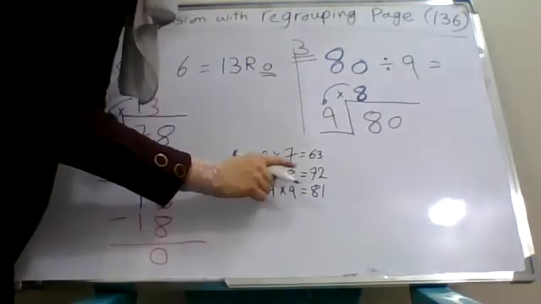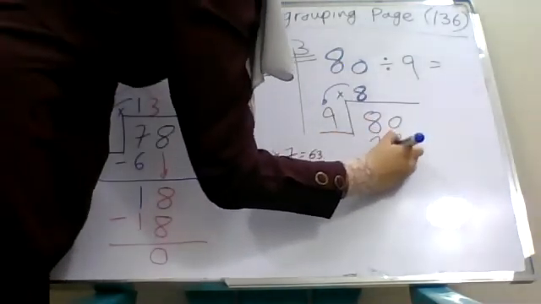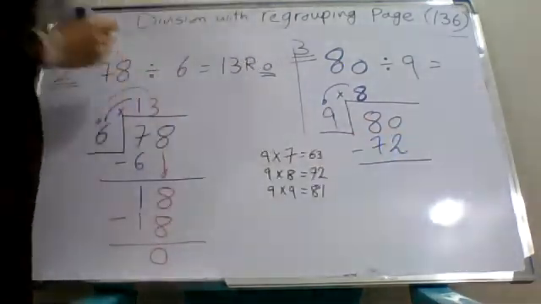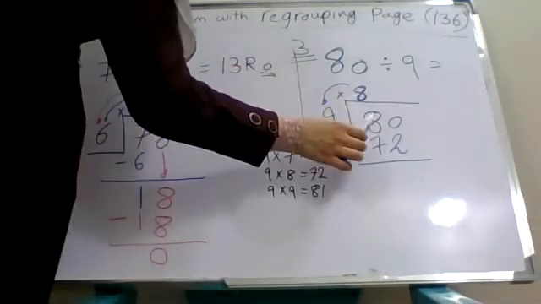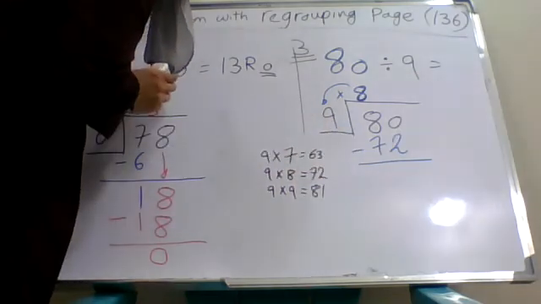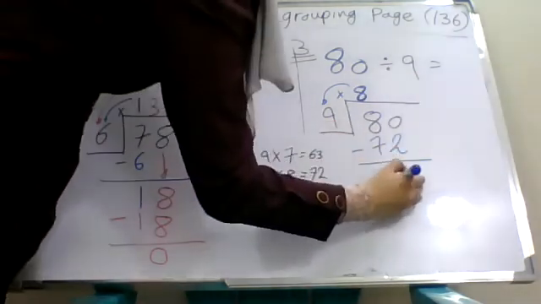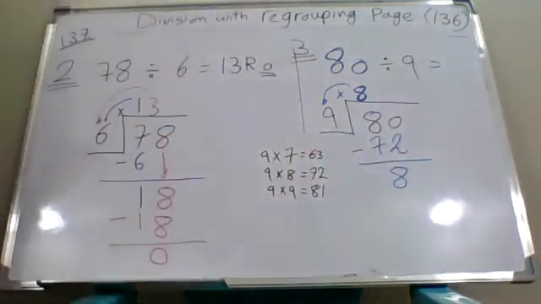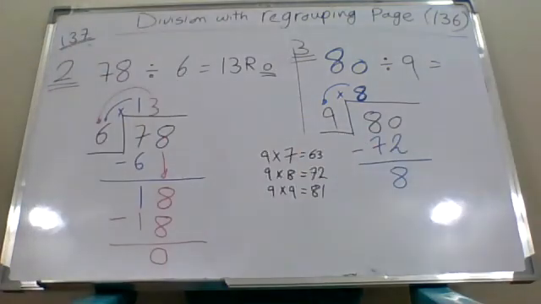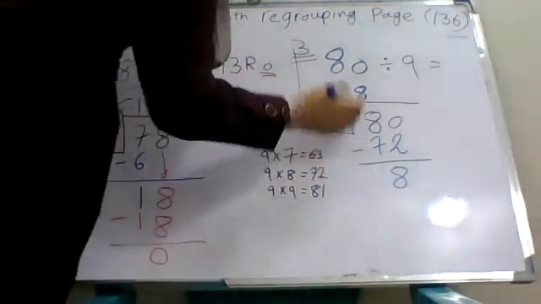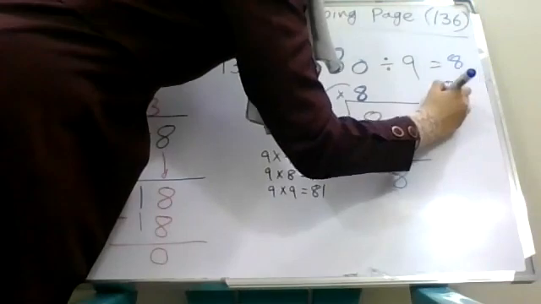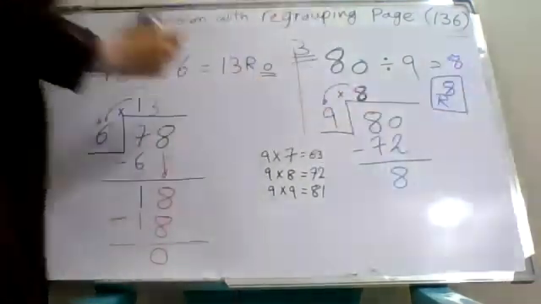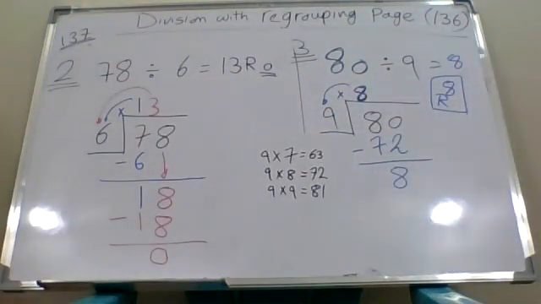8 times 9 equals 72. Subtract it. You have over here 80, take away 72 equal 8. So you have 8 leftovers, okay, 8 leftovers. So I have the answer as 8, and we have 8 remainder. So the remainder is 8. The leftovers are 8. Okay.